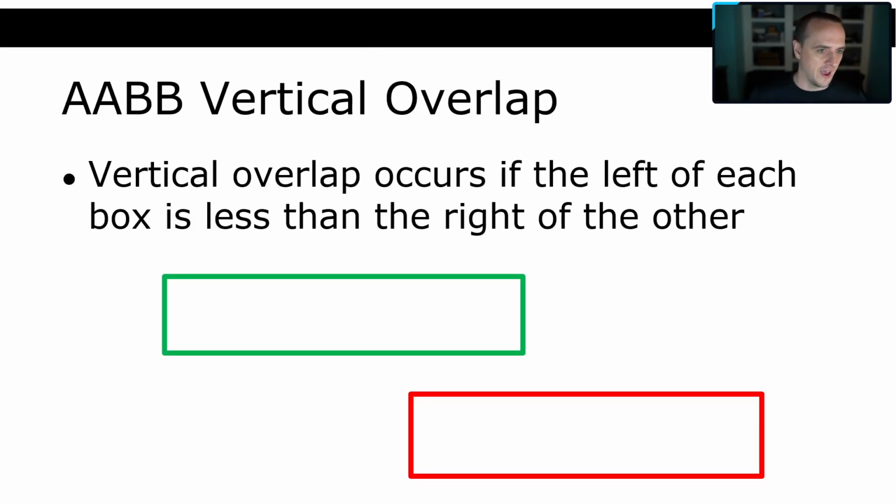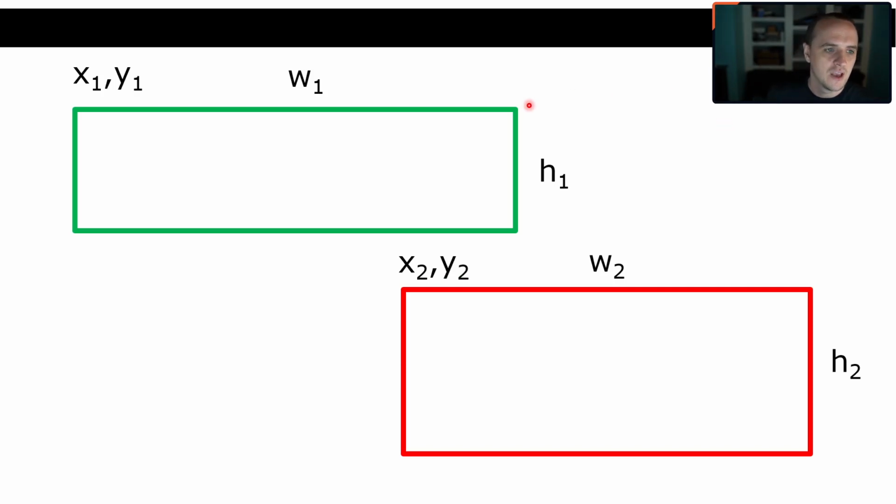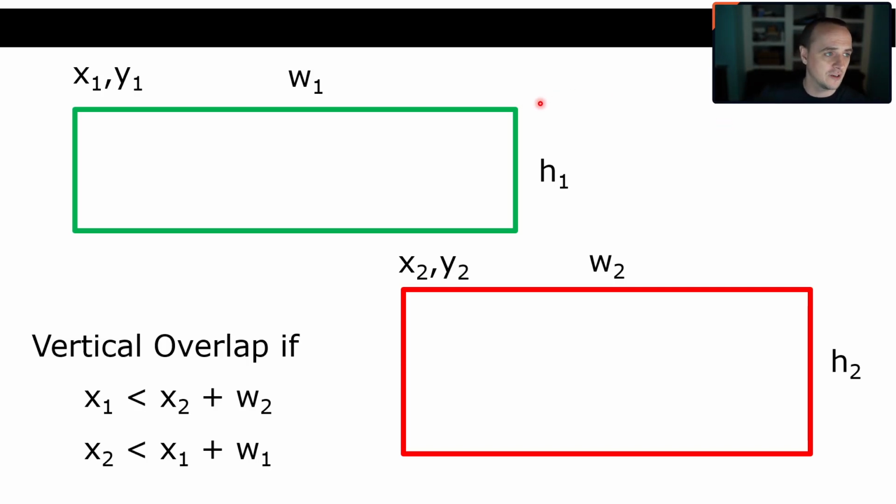The opposite of that is vertical overlap. Vertical overlap occurs if the left of each box is less than the right of the other box. So let's have a look at that. And so there's vertical overlap. This comes straight from the last slide, it's just doing it in the X direction instead of the Y direction. So if the left of this box is less than the right of this box, and the left of this box is less than the right of this box.